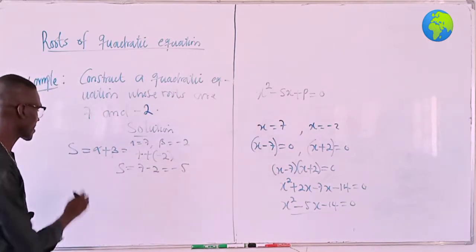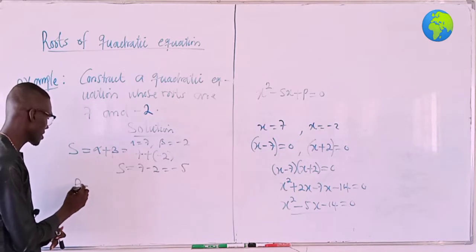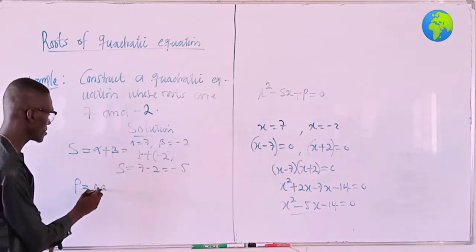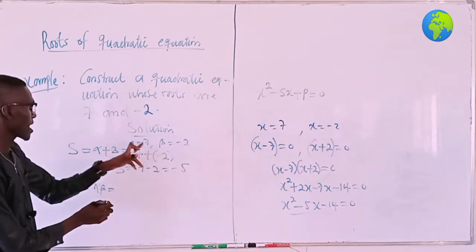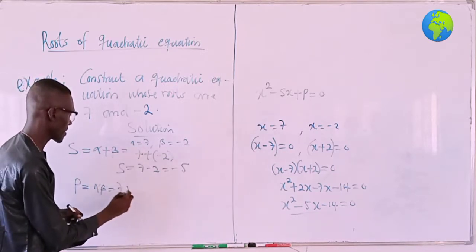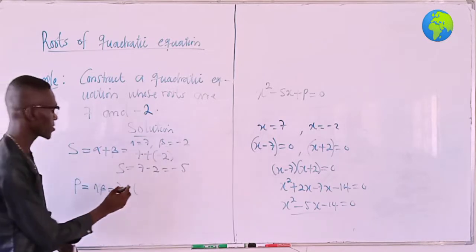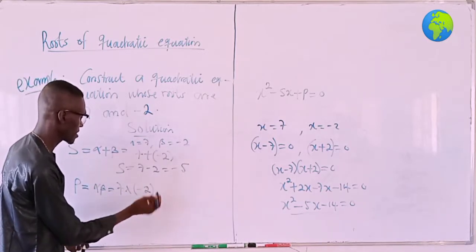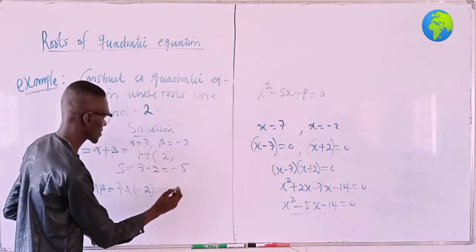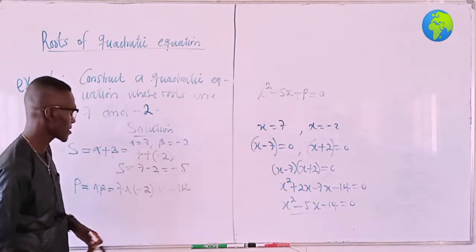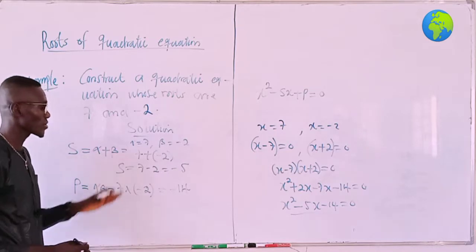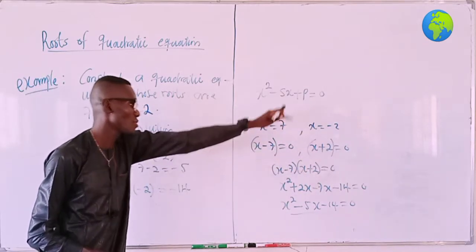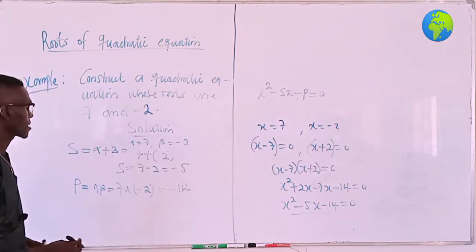So since we have s, how about p? Remember what we said about p: p is alpha beta, right? And for alpha beta, our alpha is 7 multiplied by beta, which is minus 2. Which equals 7 times minus 2, that's minus 14, right? So we have s, we have p. So since we have s and p, we just substitute here directly without all the stress we went through in the last example, right?